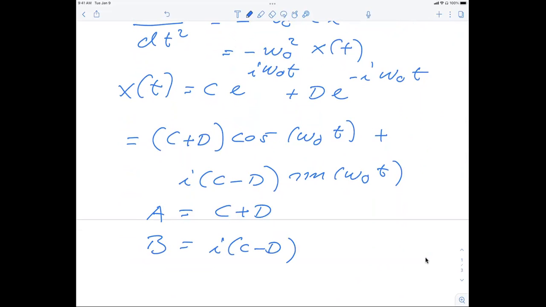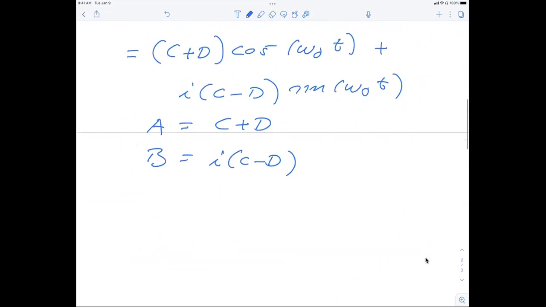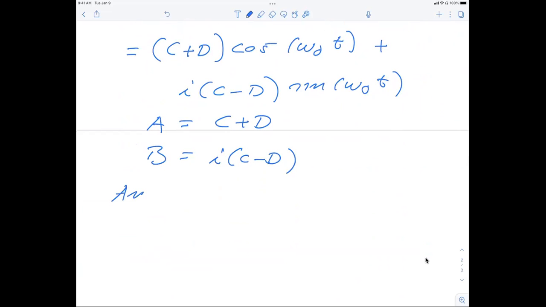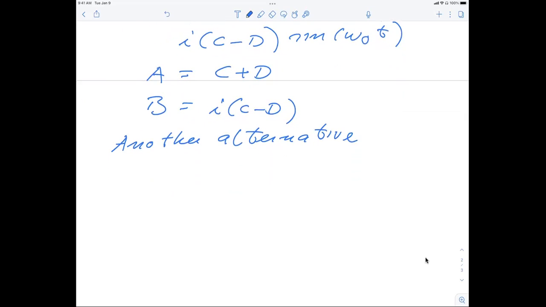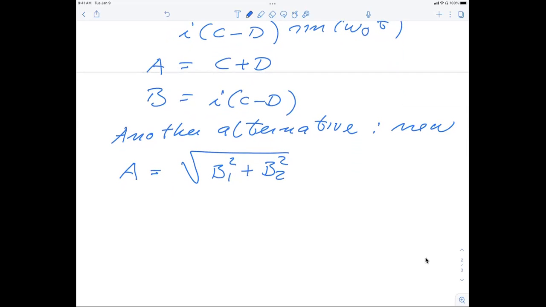Now, there is an alternative here, which is often used in this type of oscillatory motion solution. So a third alternative, so let's write that one down. Another alternative. That is to define a constant A. So this is a new constant A, a new parameter A, which we define as the square root of B1 squared plus B2 squared. And I will show you what these B1 and B2 are. So these are just ways of rewriting the same equations.